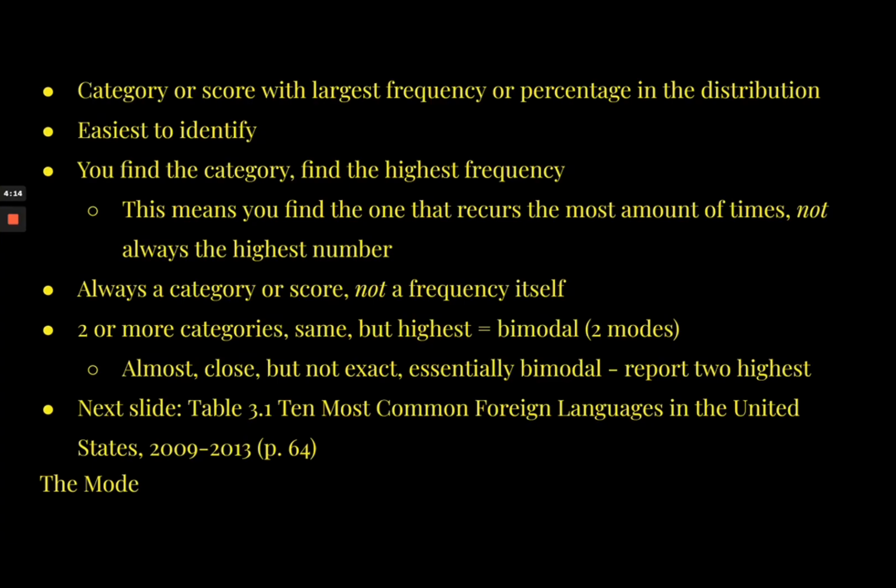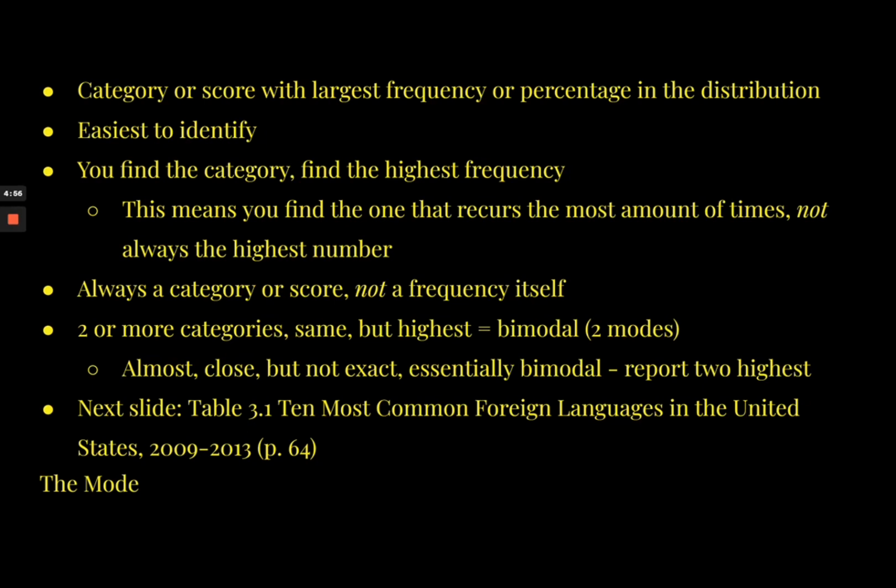The next thing we're going to talk about is the mode. The mode is the category or the score with the largest frequency. If you had a rating scale, it does not mean that 10 is your mode simply because it's the highest number. It's the value or the category that has the highest number of things occurring. It's the easiest to identify. It's essentially the answer or the selection that the most people chose. You find the category and you find the highest frequency. It's the thing that occurs the most amount of times.